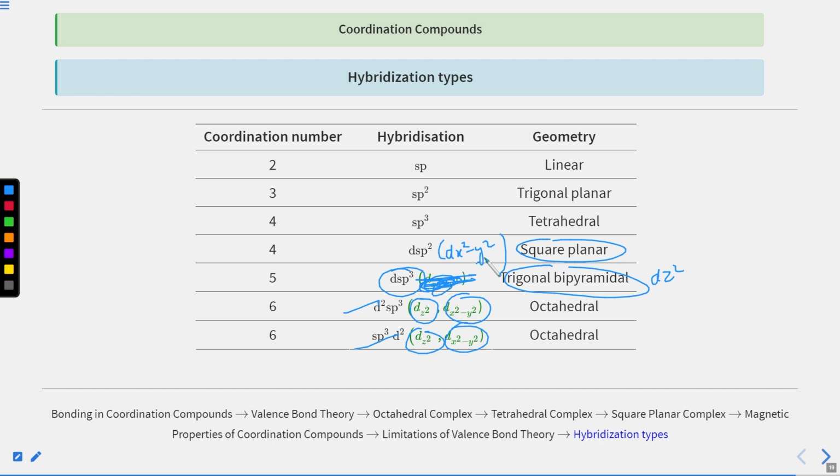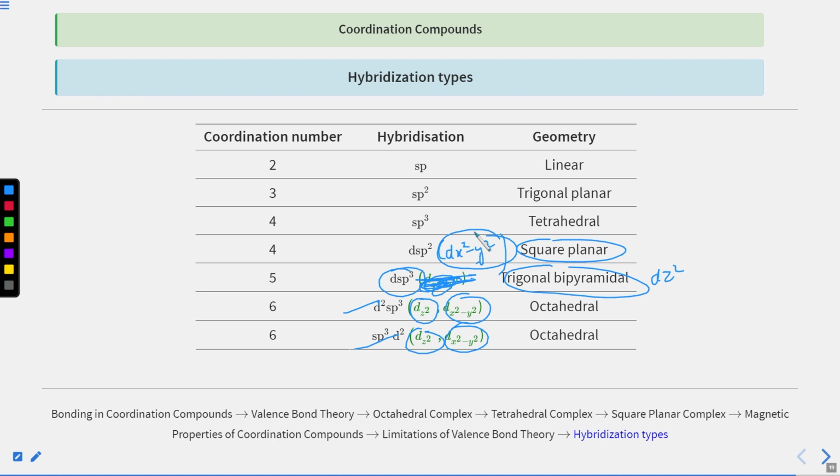Clear? If I try to rationalize it, just think of the square planar complex. All the lobes are on the same plane, like this and like this, so four orbitals are there. If you compare it with dx square minus y square, its lobes are also along the axes and on the same plane. Due to that reason, dx square minus y square takes part in the formation of the square planar complex.